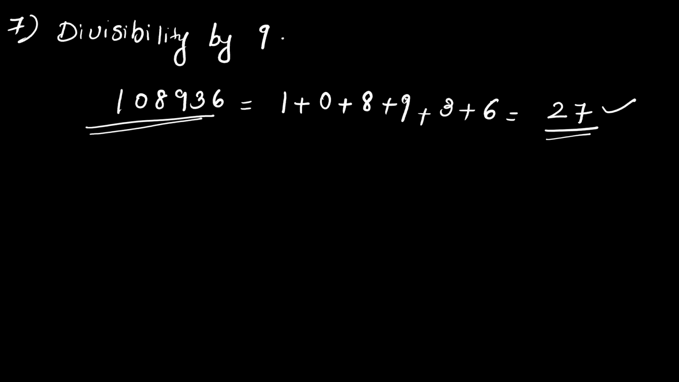So, what is the condition? The number is divisible by 9 if the sum of the digits is divisible by 9. Add all the digits and see if this sum is divisible by 9 or not. Next is divisibility by 10.